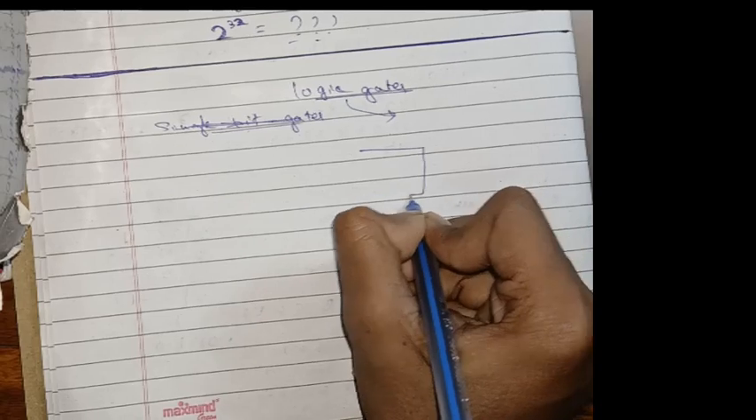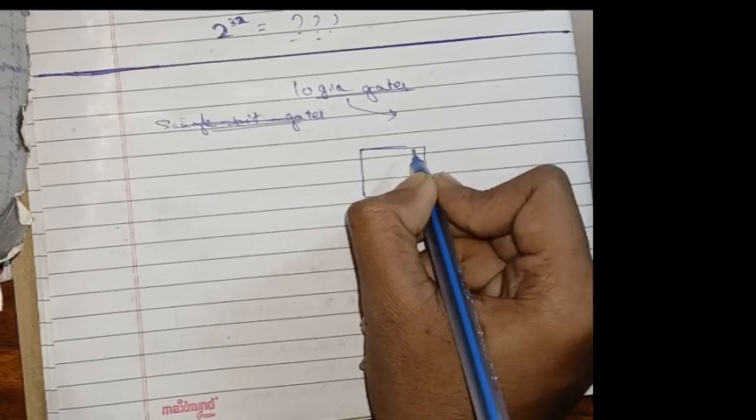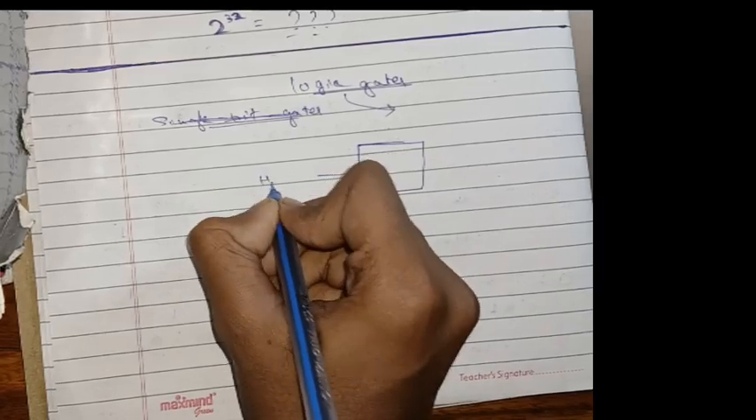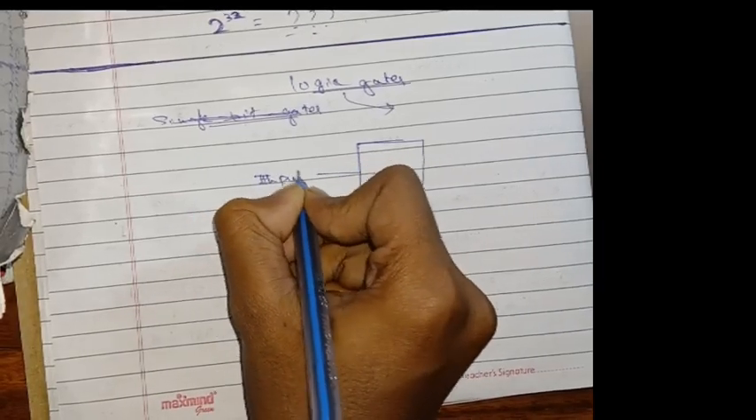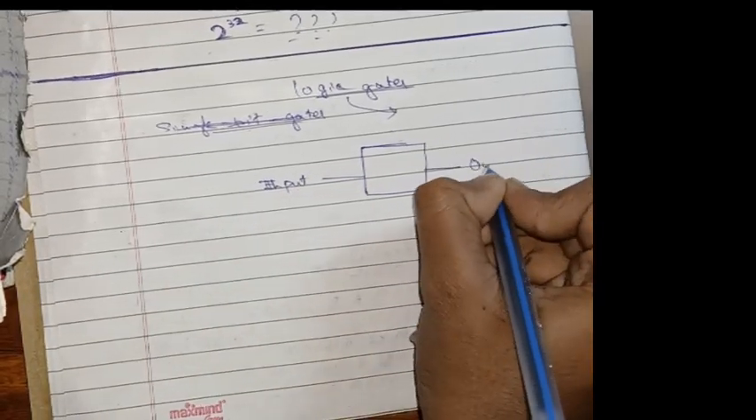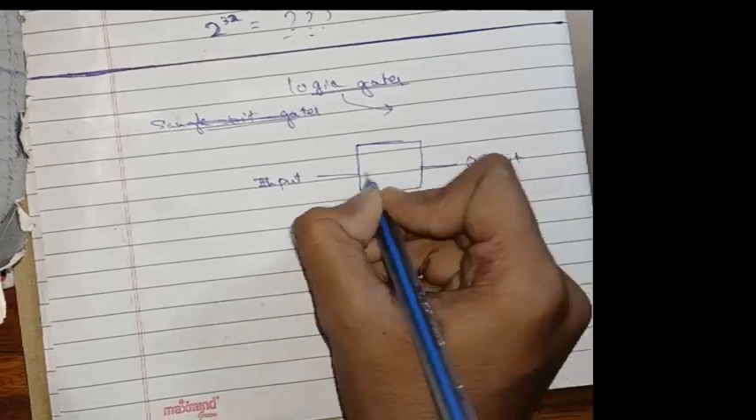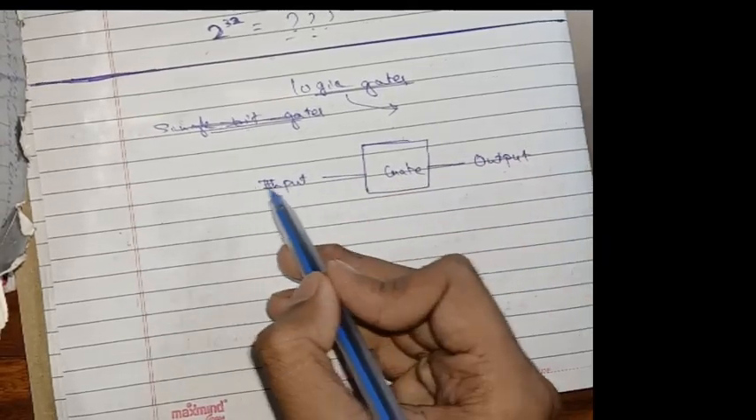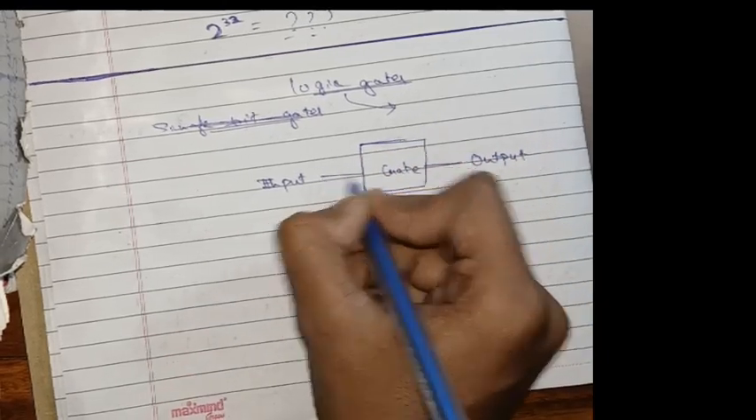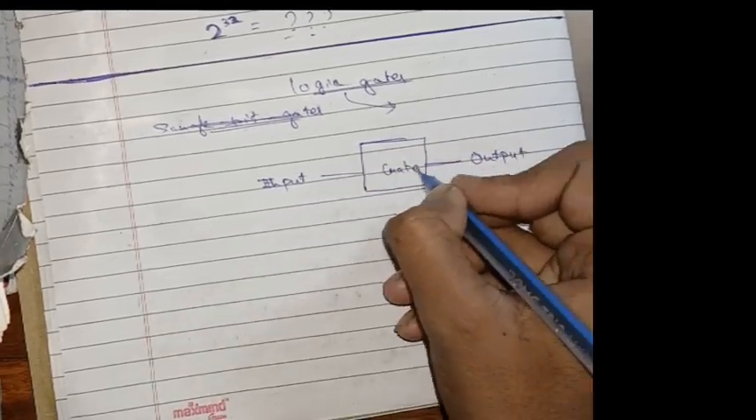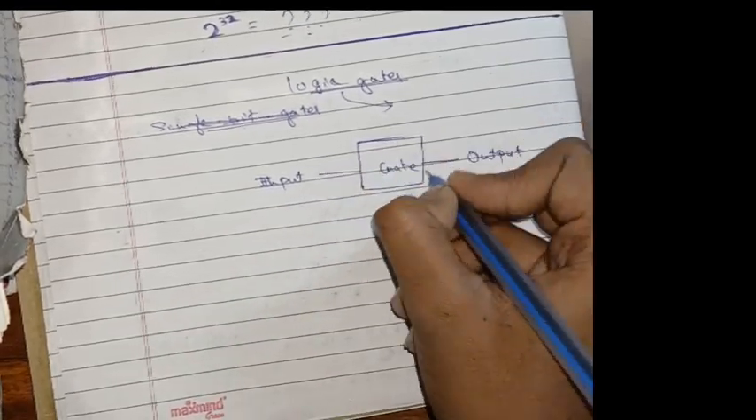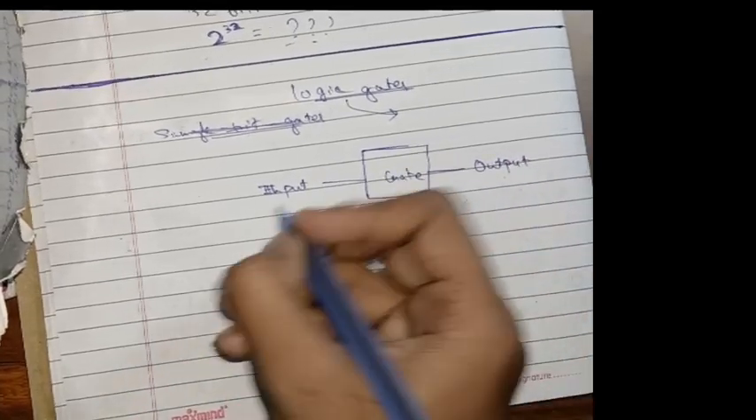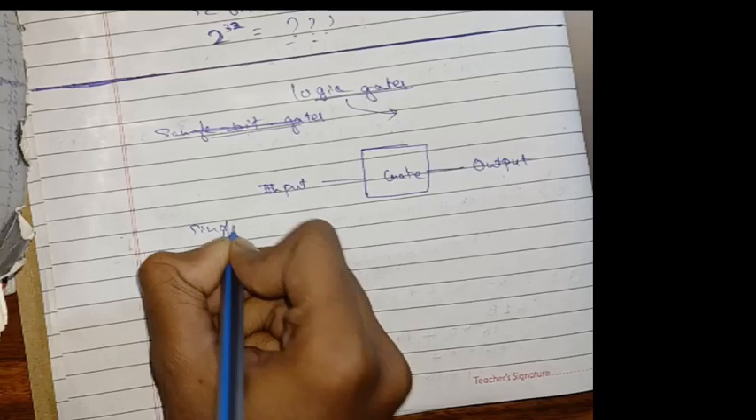This is a gate. We have used a generic box. It is input, output, and this is the gate. See, it takes input through the wire, passes through the gate, here processing occurs, and here it returns output. So now learn about single bit gates.